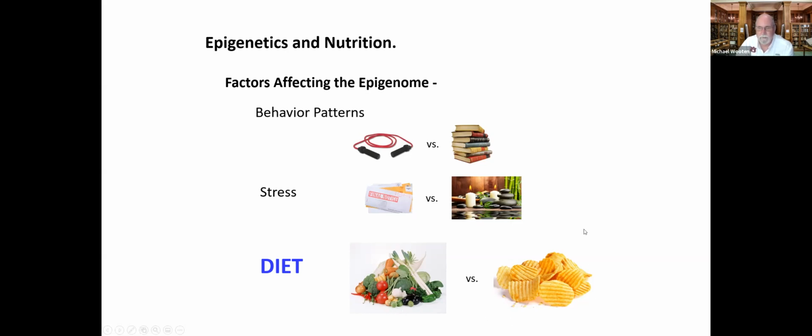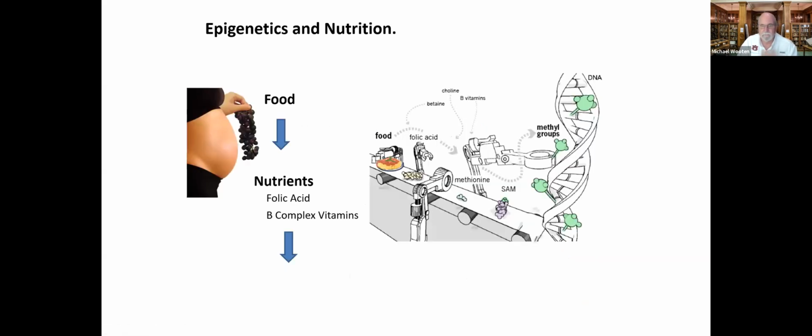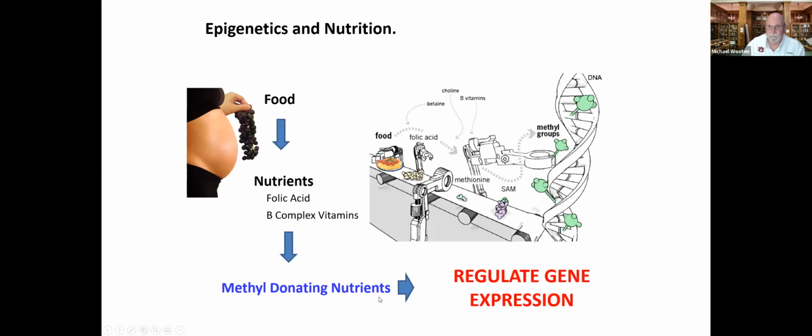If you're eating a lot of processed food, you often get the bad side of all that, okay? And how do we know that? Well, we know that because food provides major nutrients that are required, such as folic acid and the B complex vitamins. These work as methyl donating nutrients, and they keep the system functioning. They help us regulate gene expression as we need to.